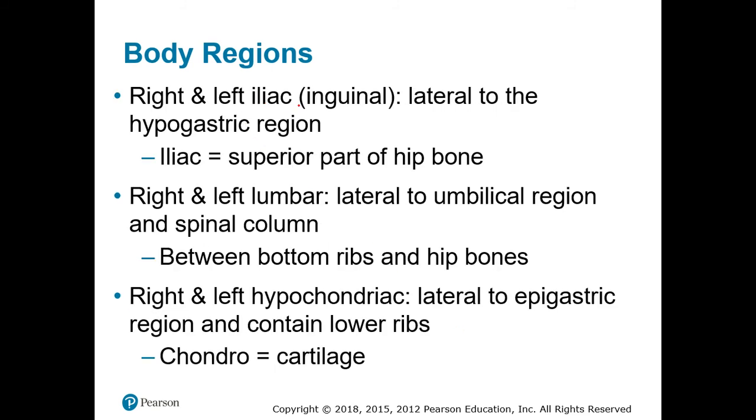The right and left iliac, this is lateral to your hypogastric region. It's named after the iliac, which is the top part of your hip bone. We have our right and left lumbar. This is lateral to your umbilical region. This is usually between the bottom of the ribs and the hip bone, also known as your lower back. And then the right and left hypochondriac. This is lateral to the epigastric, and it contains a lot of the lower ribs. Chondro actually means cartilage.